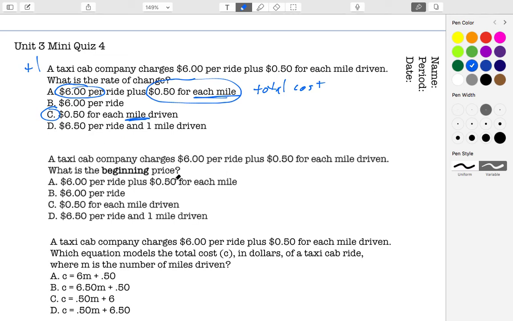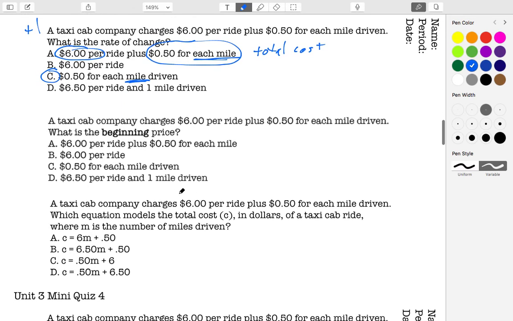Next one, a taxi cab company charges $6 per ride plus 50 cents for each mile driven. What is the beginning price? Now remember, I even put this in bold for beginning price because it goes with y equals what? Do you remember? Y equals mx plus b. Now what was b? Your beginning point, okay?